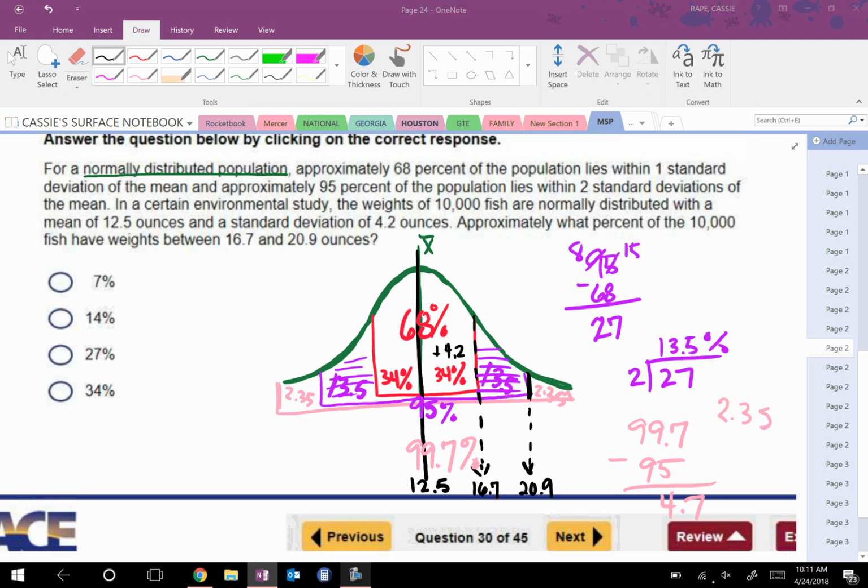If you wanted to know these other numbers, you would subtract 4.2. So take away 4.2, and you would have 8.3 as the boundary of within one standard deviation. So 68% of the population of fish are between 8.3 and 16.7 ounces. And you could do it again to find these other values. So 8.3 minus 4.2 would be 4.1 ounces.